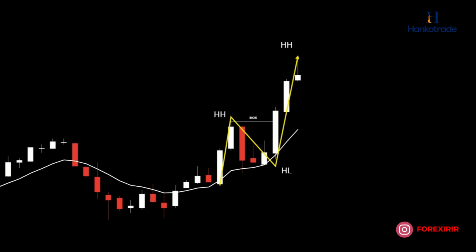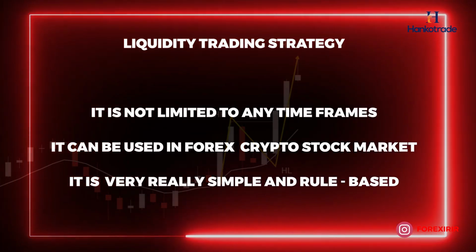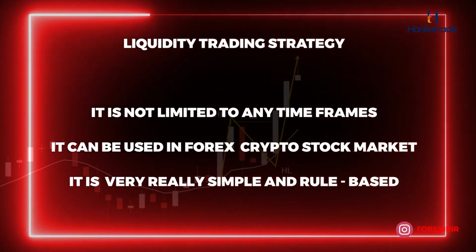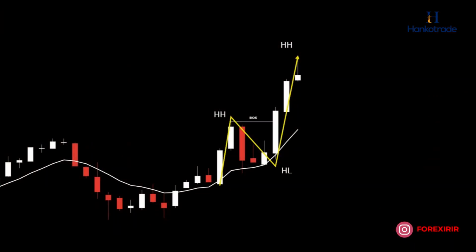A trading setup that is not limited to any specific time frame and can be traded in Forex, crypto, and stock markets is a straightforward approach consisting of two major steps. In the first step of this trading setup, we identify the trend using an exponential moving average. Specifically, we apply the EMA 50 on the chart. Our goal here is straightforward.